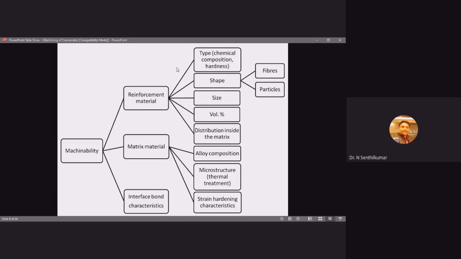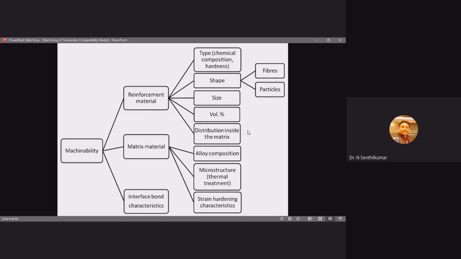Okay, then size. How much size? 40 microns, 80 microns, 120 microns, 60 nanometers. So the size, volume fractions, whether I am going to put it in 5% of volume or weight, 10, 15, 20, 30, 35, likewise. Right? So how much of reinforcement that we are going to add? How the distribution is made inside the matrix. So this is a very, very important aspect. How it is being distributed.